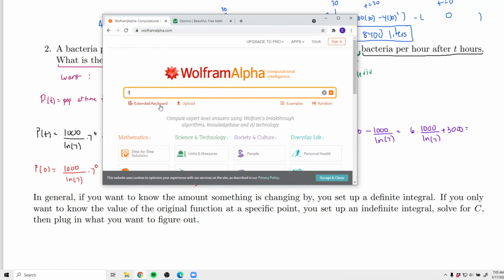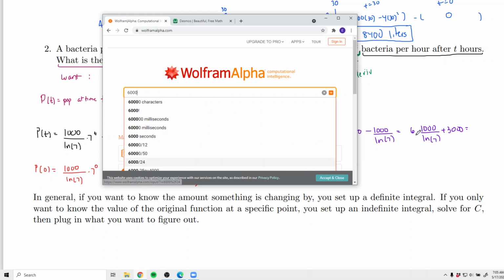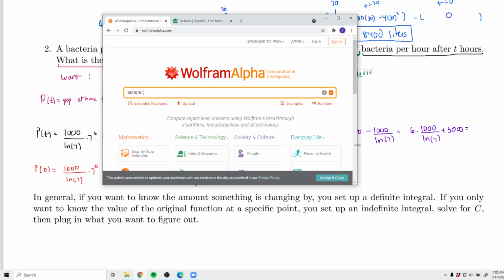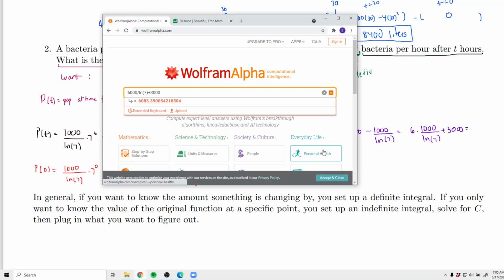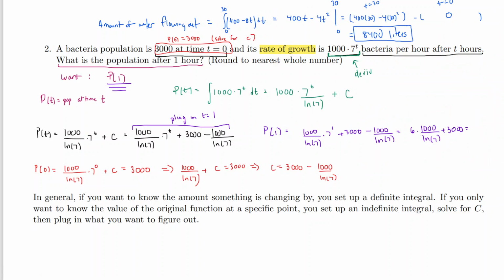And just to make it a little easier, I'll write it as 6,000 for the top over the natural log of 7 plus 3,000, and we get 6,083. So 6,083 is the population. All right, so what that's saying is after the first hour, we a little more than doubled the population.